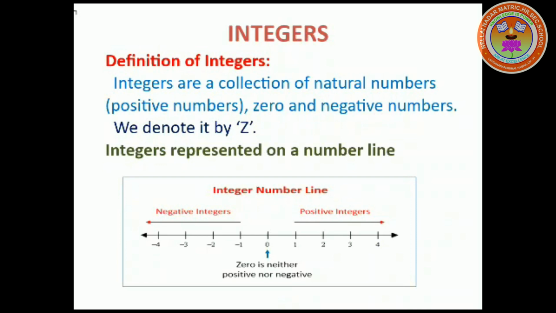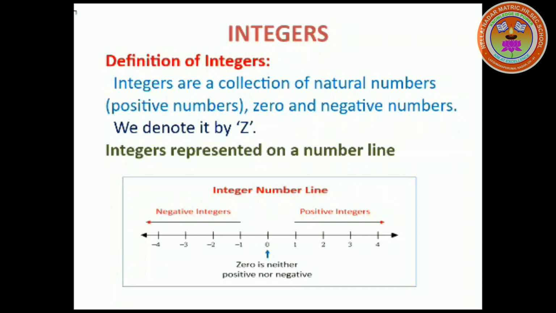First, let us learn the definition of integers. Integers are a collection of natural numbers, that is positive numbers, 0 and negative numbers. So we say that integers is a collection of natural numbers, 0 and negative numbers. And we denote it by the capital letter Z.